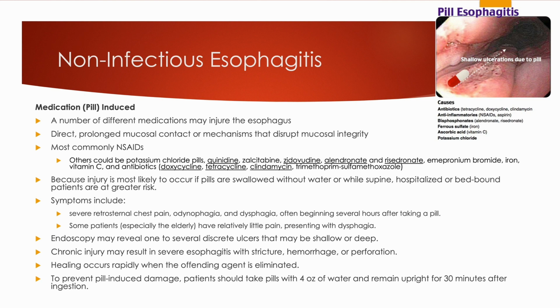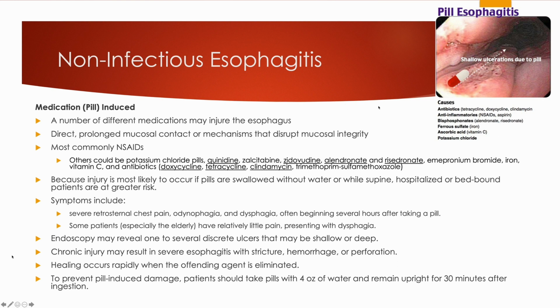Endoscopy, your camera goes down there, usually reveals discrete ulcers due to where the pill goes. And here's one. They're like these little shallow ulcers in one little area. And I mean, it can get pretty bad. If you have chronic, the pill's sitting in the same place every time, you can get pretty severe esophagitis. You can get hemorrhage and even perforation.